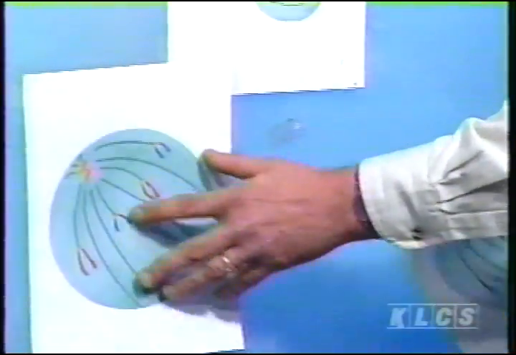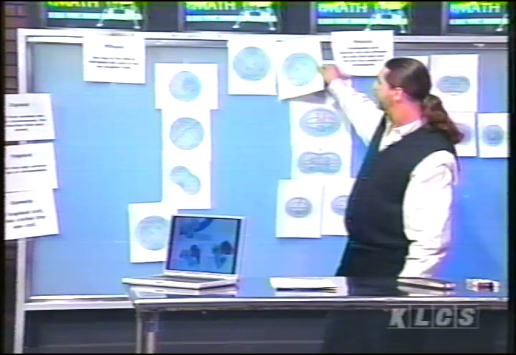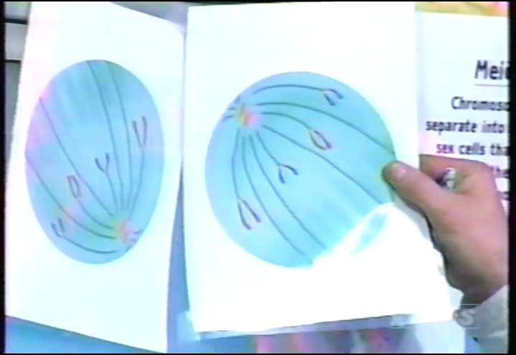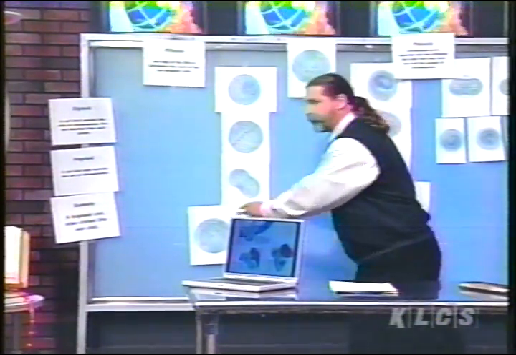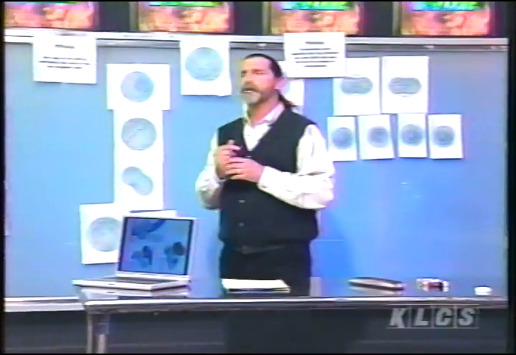And if we look at the daughter cells, I'm going to pull one of my daughter cells off the board here, and we're going to compare it to the parent cell. They're exactly the same. 2 pair of chromosomes for each cell. Now, that seems pretty basic and simple, but when we get into meiosis, it gets a little more complicated.